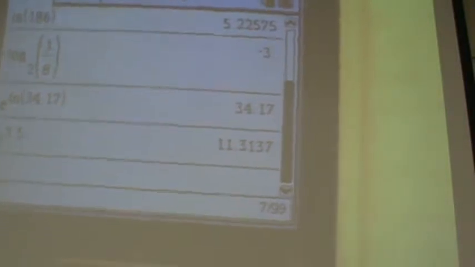I got 11.3137, which is not the right answer. So you could sit there and guess and say, okay, well, how about 2.34? And you can keep trying, but we're gonna use logs to answer this question.